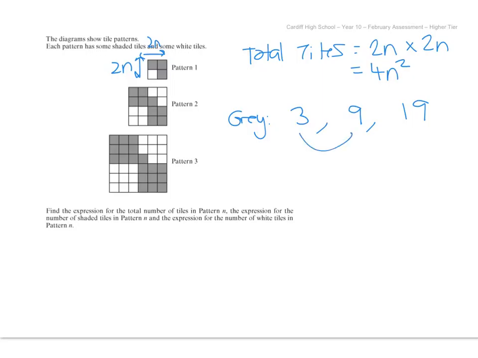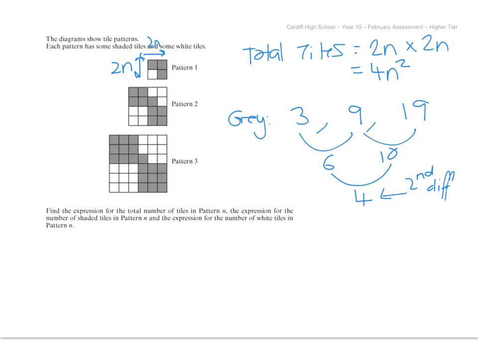Looking at those common differences, it's 6 and then 10. So it's not going to be a standard formula, we can see that straight away. So what we need to do instead is look at the difference between the differences, so we call that the second difference, and that's 4.